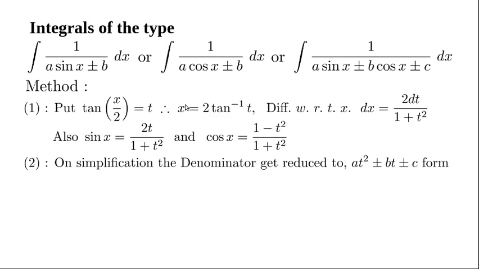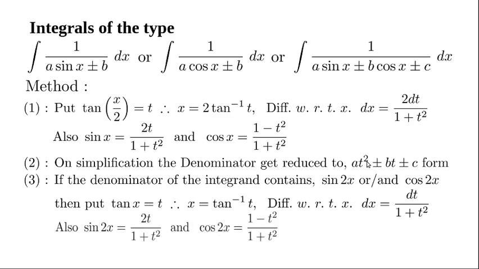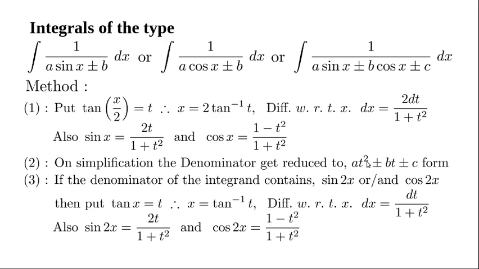On substituting and simplification, the denominator will get reduced to the form of at square plus or minus bt plus or minus c, which is a quadratic polynomial, and this can be handled by one of the previous methods.